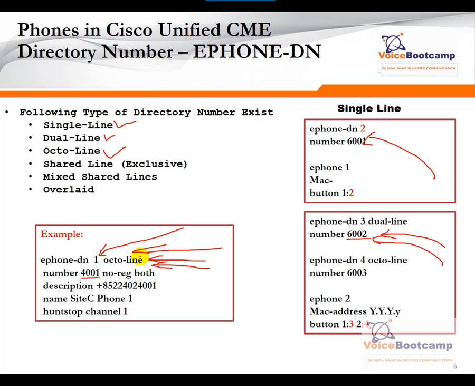In an octo line, you could restrict by saying unstop channel 1, that means only one inbound call is allowed, and the remaining 7 calls can be outbound only. If I say unstop channel 5, that means only 5 inbound calls are allowed.